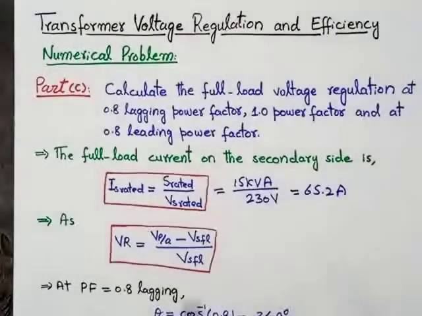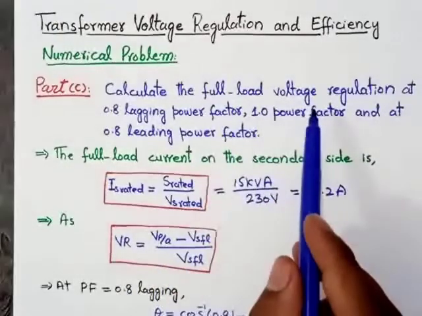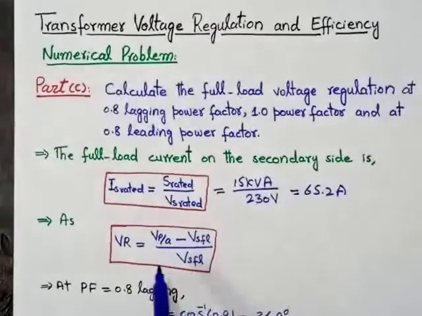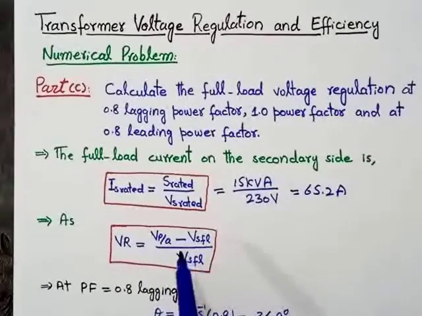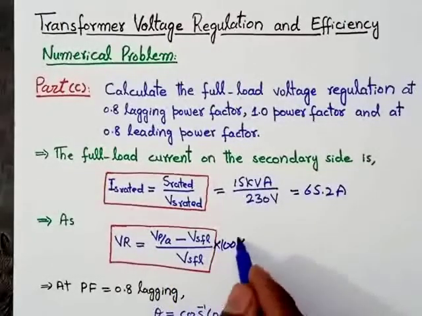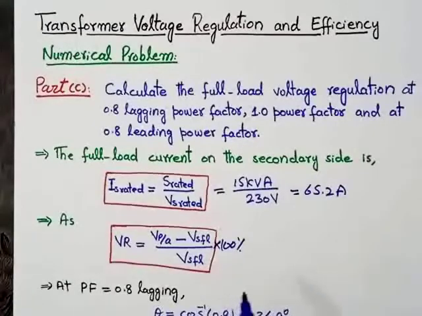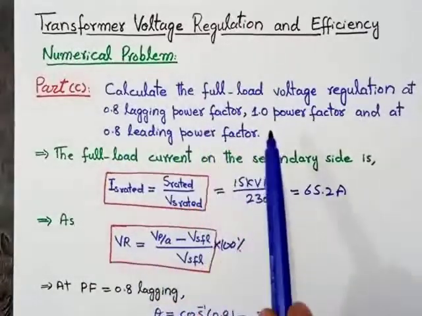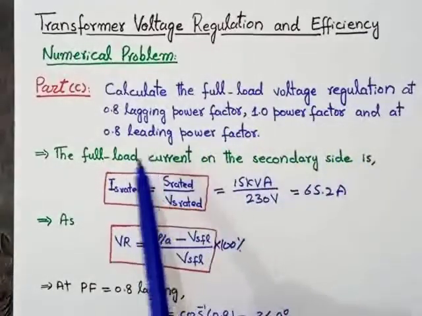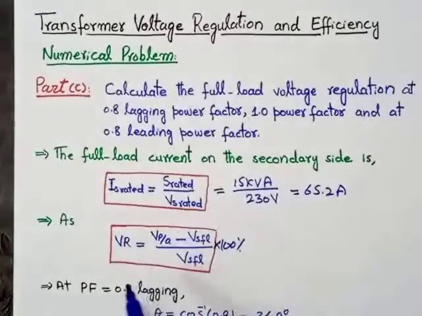Now, our main objective in part C is to calculate the voltage regulation. As we know, voltage regulation is equal to the no load secondary voltage, Vs no load or Vp over a, minus the full load secondary voltage, divided by the full load secondary voltage, multiplied by 100. We want to calculate the voltage regulation at 0.8 lagging power factor, unity power factor, and 0.8 leading power factor. So this is the formula of the voltage regulation.